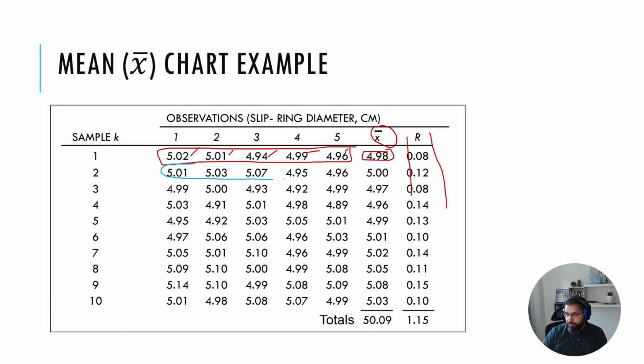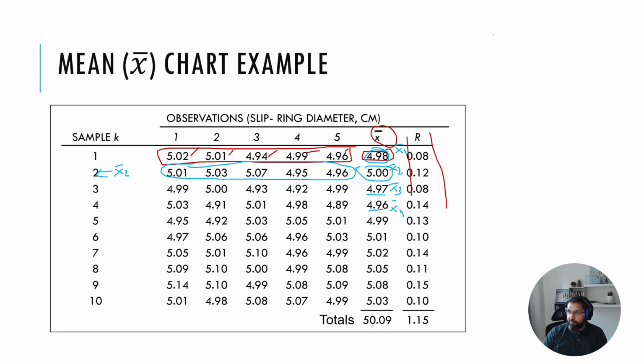Add the next 5 numbers up, divide by 5, you have the mean. This value 5 is the average for sample 2. This is X bar 2, which is 5. X bar 1 is 4.98. This is the mean of the first sample. Then your X bar 3 is 4.97. X bar 4 is 4.96.